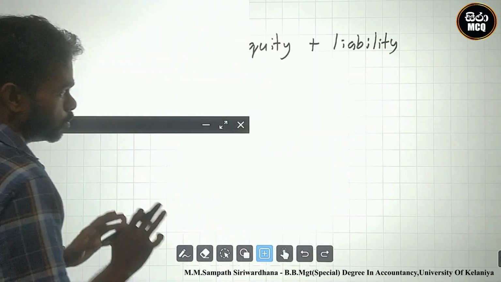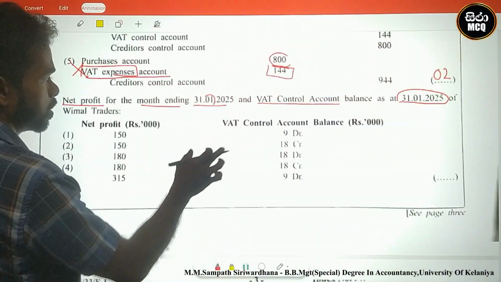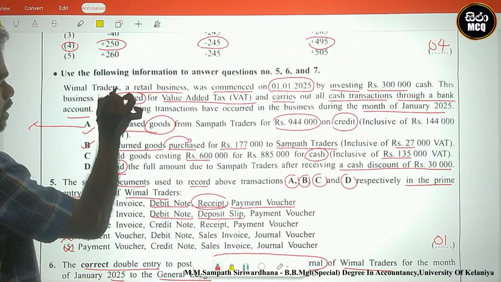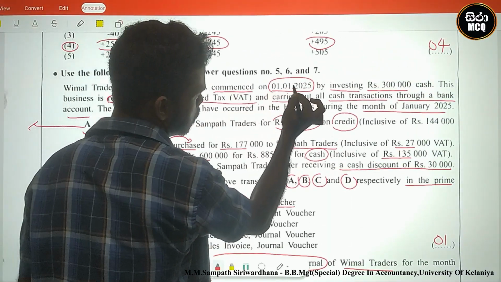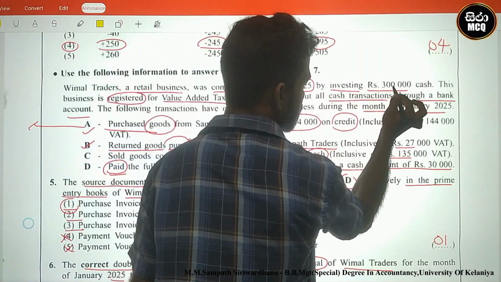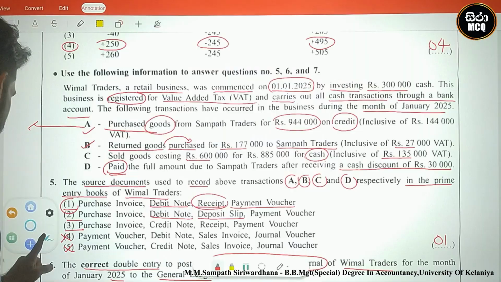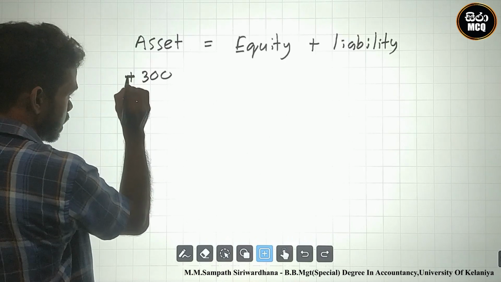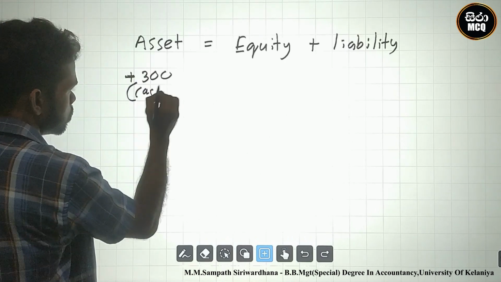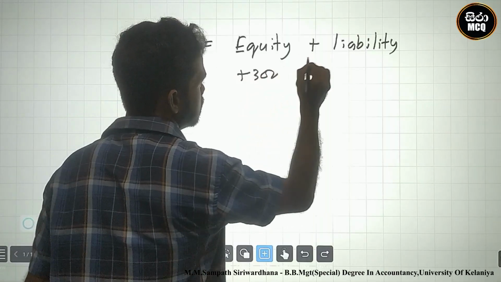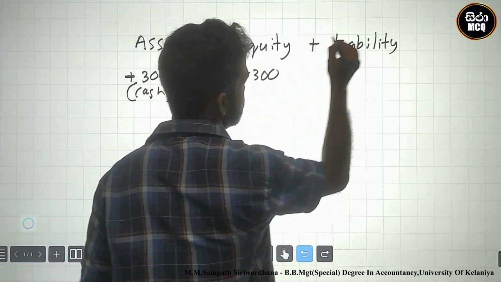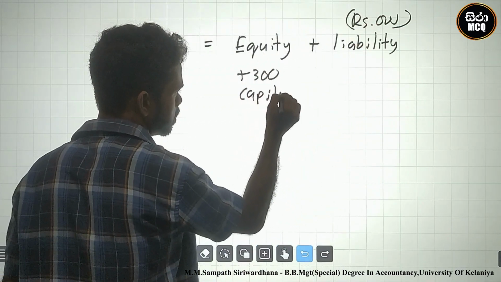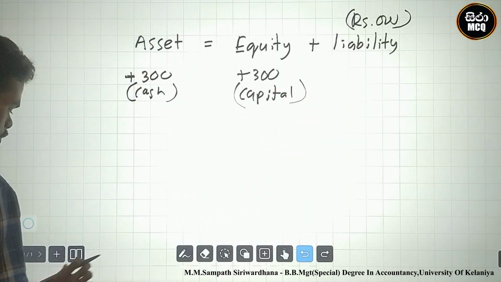Look here, there are 4 transactions. First one: Vimal Traders, a retail business, was commenced on 1st January 2025 by investing 300,000 in cash. Cash investing, there is an asset increase in cash. Equity plus 300,000. This is the capital, this is the impact. The first one.